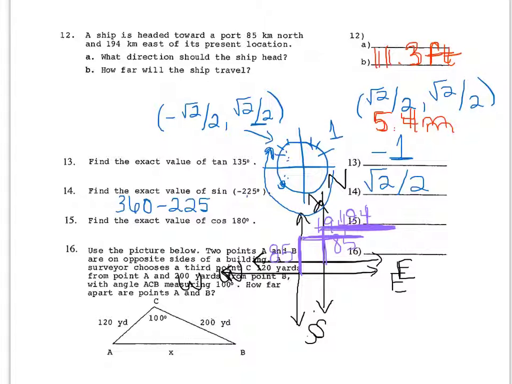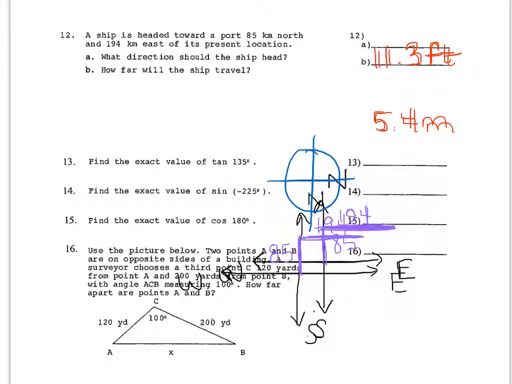Okay, cosine of 180. Let's use my little diagram here. Cleaned it up some there for you. 180 degrees is going to be right here, and the coordinates there are negative 1, 0. So the cosine is the first coordinate, so here this is negative 1. Cosine of 180 would be negative 1.